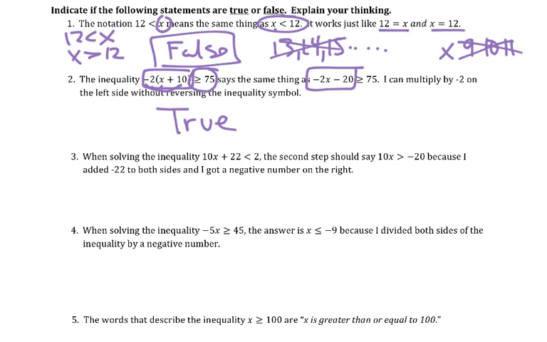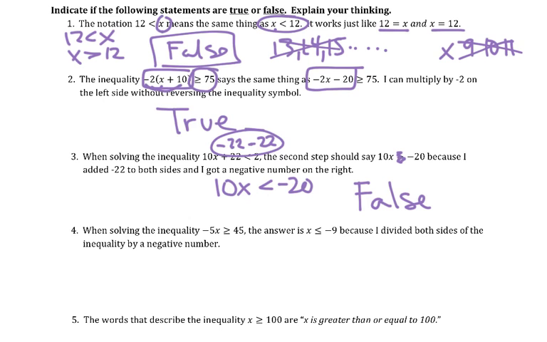3. When solving the inequality 10x plus 22 is less than 2, the second step should say 10x is greater than negative 20 because I added negative 22 to both sides and I got a negative number on the right. Okay, so yes, we would subtract 22 from both sides. And we'd get 10x, but we wouldn't change the inequality because we subtracted. Subtracting does not change the inequality, so that would be false.